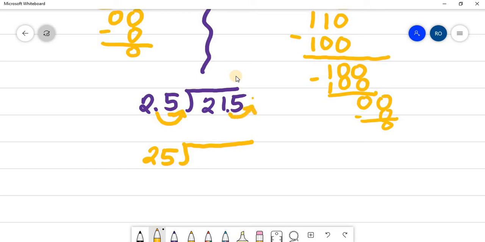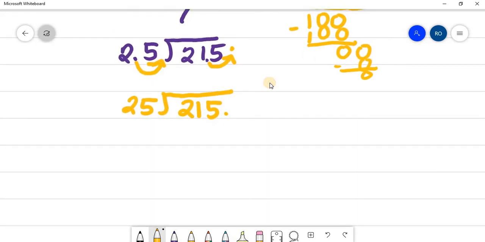We now have 215. Take note the decimal point is here. Now let's divide. 21 is not enough to divide by 25, so we include 5. 215 divided by 25 is 8. And 8 times 25 is 200. Let's subtract. 215 minus 200 is 15.